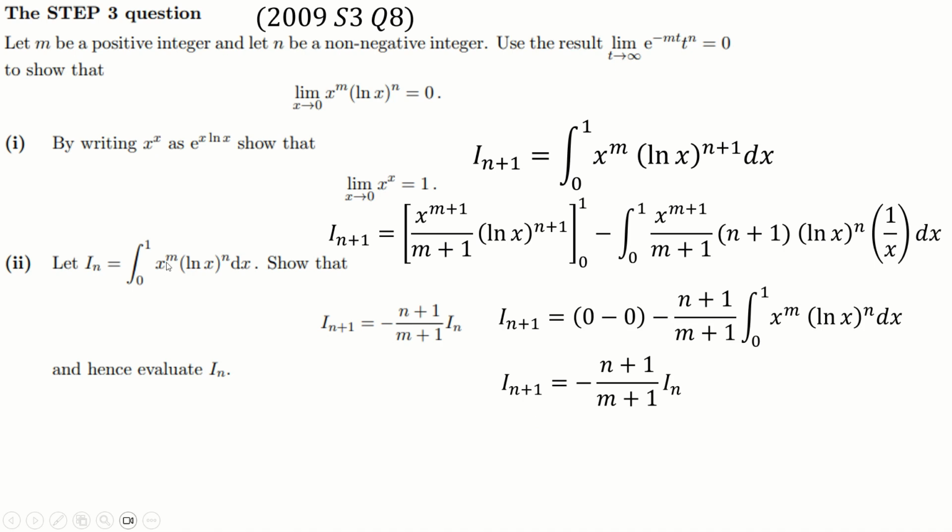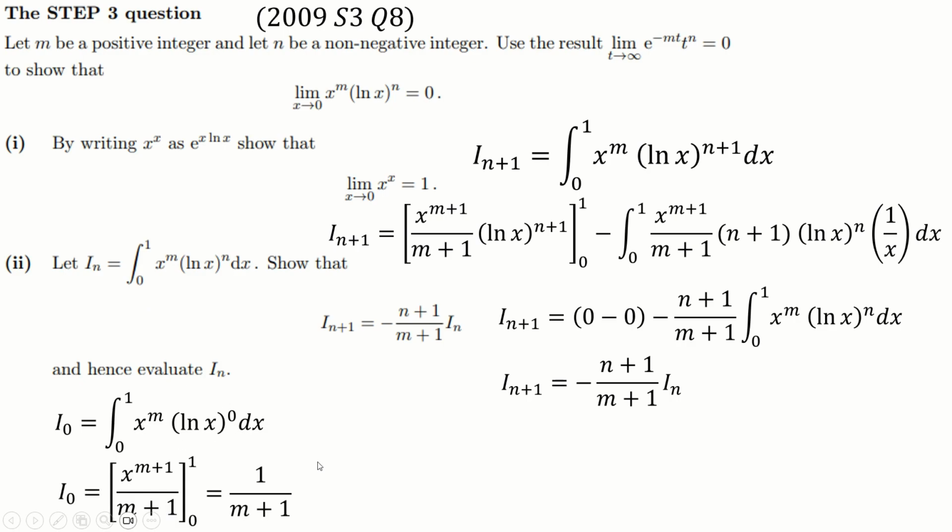Because I0 is just what happens when you put in 0 here, which looks like this. And of course this is just 1, so we can just integrate x to the m, which is x to the m plus 1 over m plus 1, put in 1, 0, and we end up with 1 over m plus 1. So that's quite useful. But how do we use that when we're trying to evaluate In and we don't have a connection between In and I0?